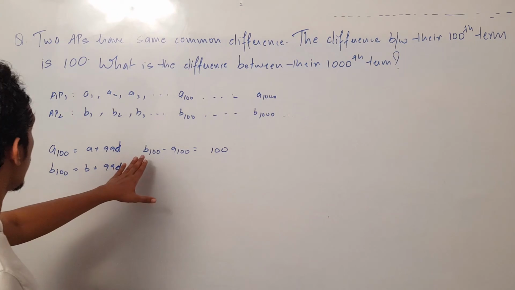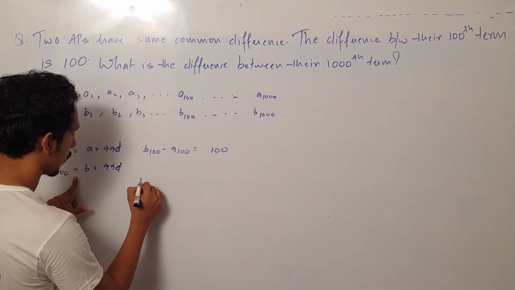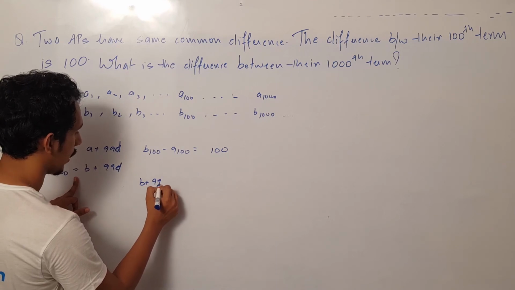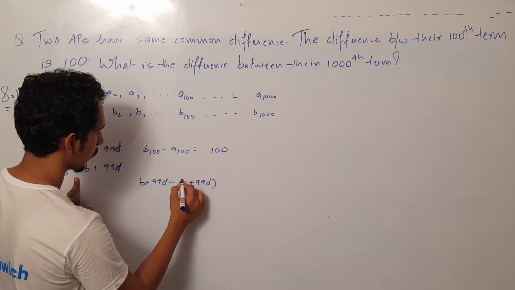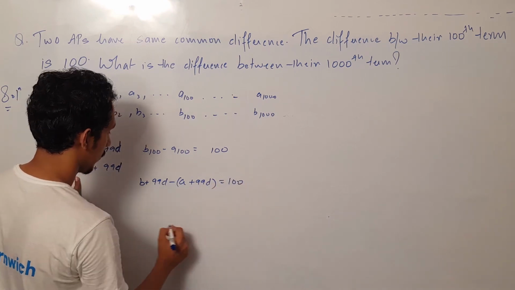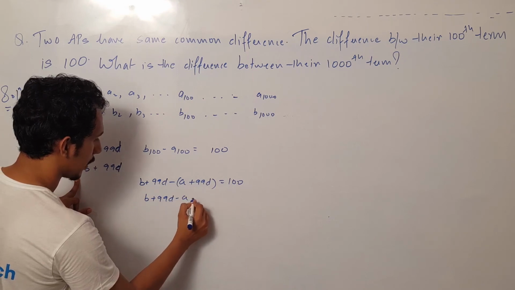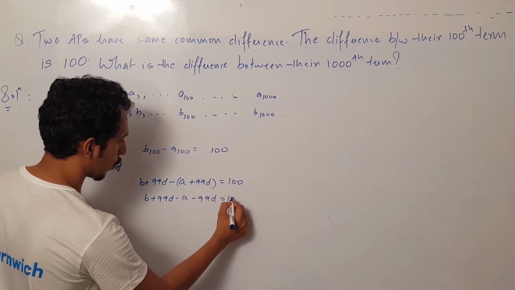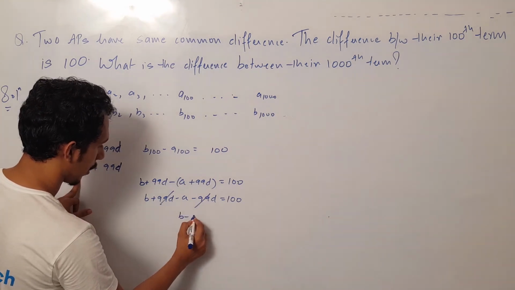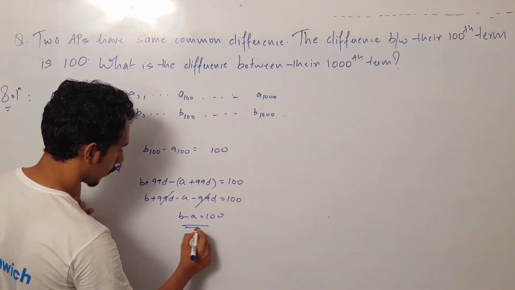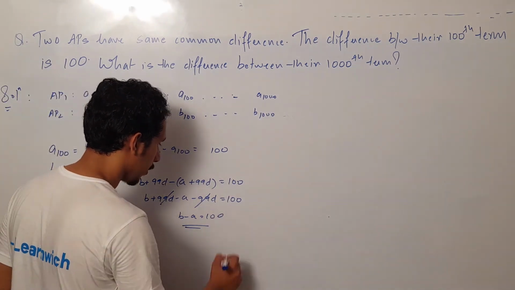So B100 minus A100 is 100. So what is B100 minus A100? That will be B plus 99D minus A plus 99D, which is 100. When you open the bracket, you get B plus 99D minus A minus 99D is equal to 100. So this cancels. You get B minus A is equal to 100. There is no dependence on D in this equation. D is nowhere to be found.